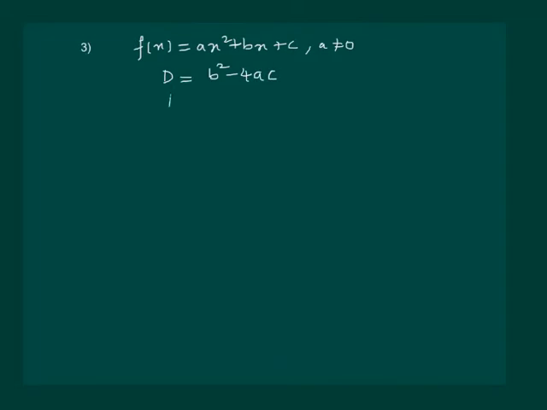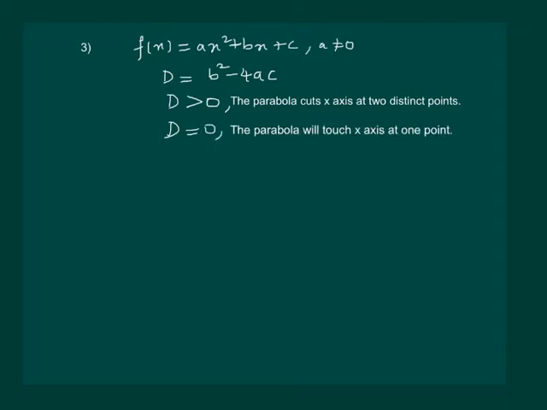If this D is greater than 0, then the parabola cuts the x-axis at two distinct points. If D is equal to 0, then the parabola will touch the x-axis at one point, and if D is less than 0, that is if D is negative, the parabola does not touch the x-axis.